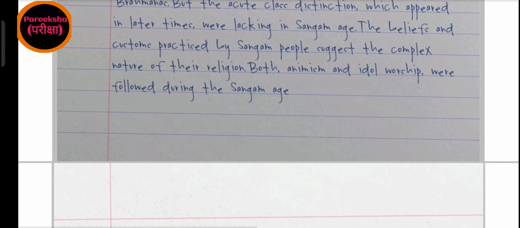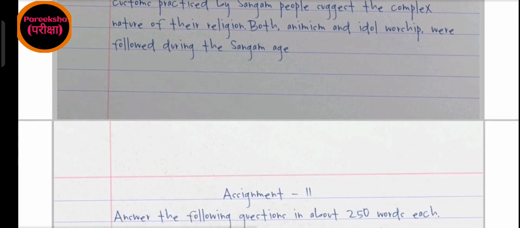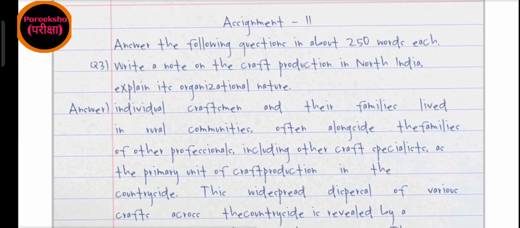The beliefs and customs practiced by Sangam people suggest the complex nature of their religion; both animism and idol worship were followed during the Sangam age. Now the second assignment, it consists of 250 words each.